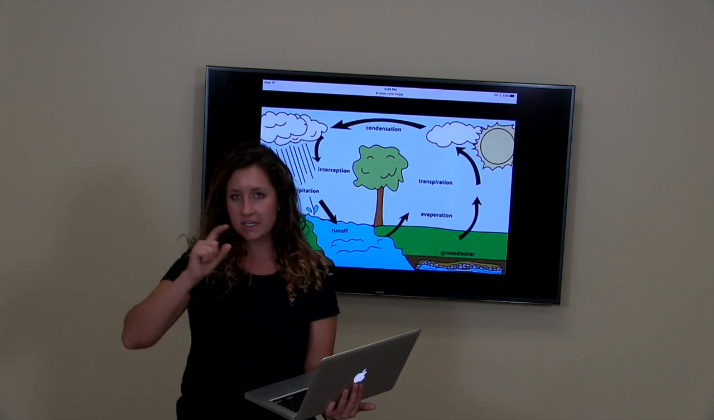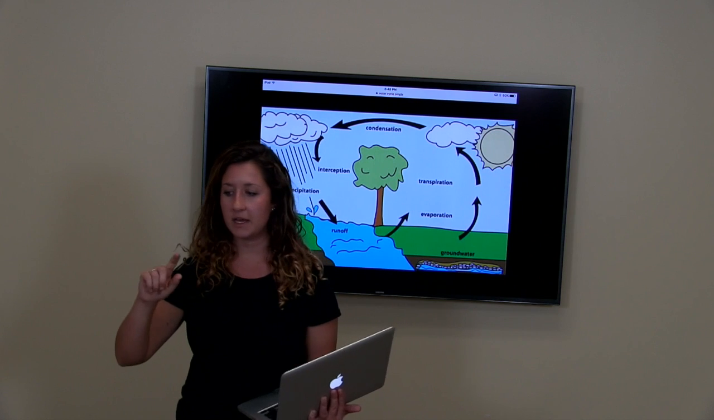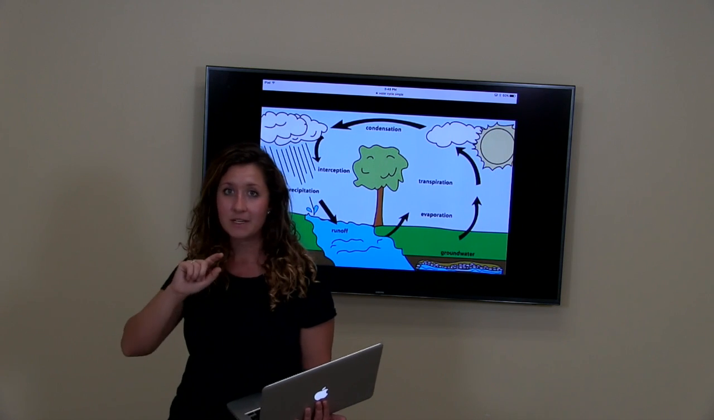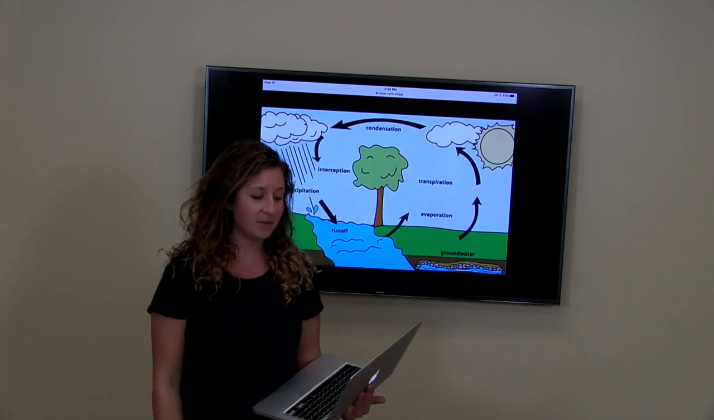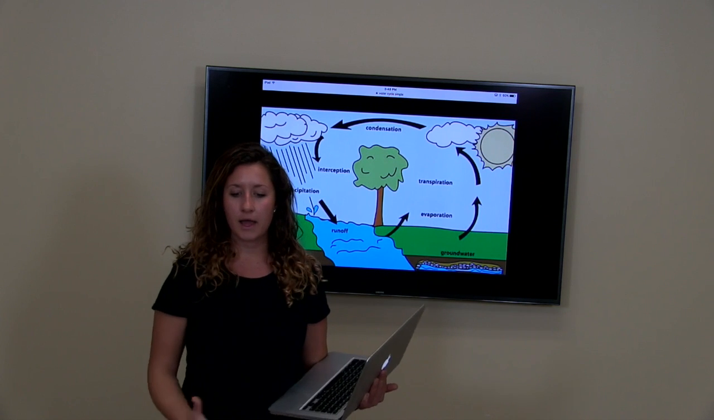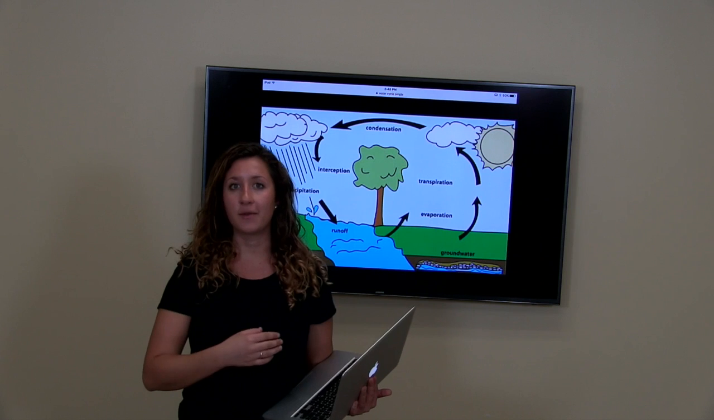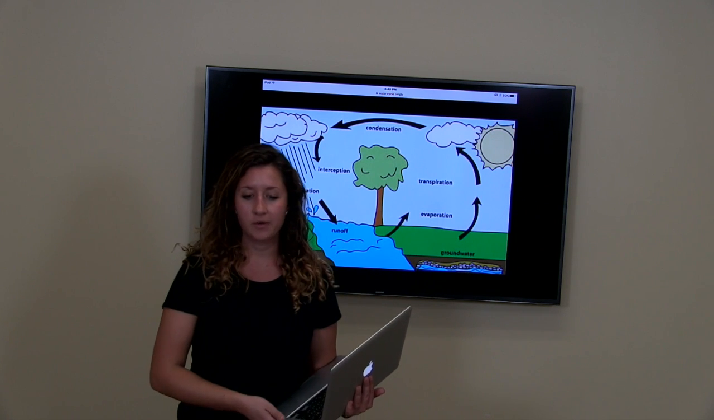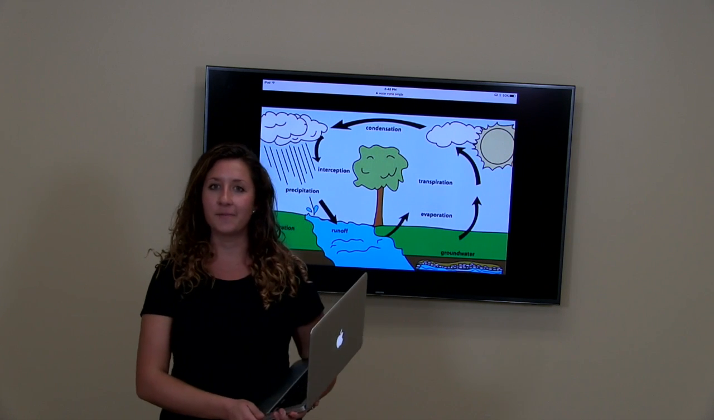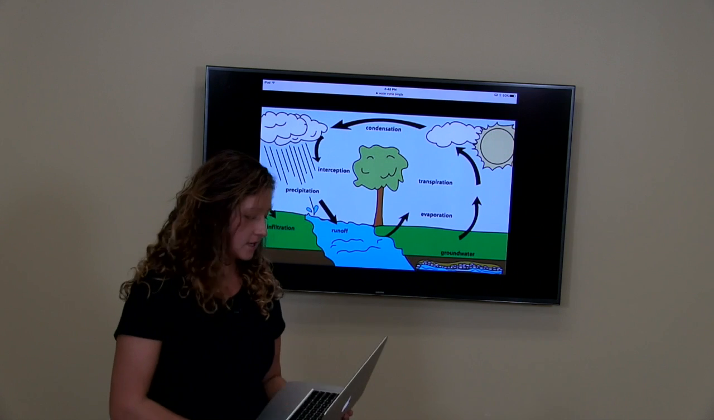And as I mentioned, it's a continuous cycle. So the water cycle has been happening for years and will continue to happen for years. It's the reason why the earth is watered and why plants grow and we have water to drink. Without the water cycle, the earth wouldn't flourish like it does.